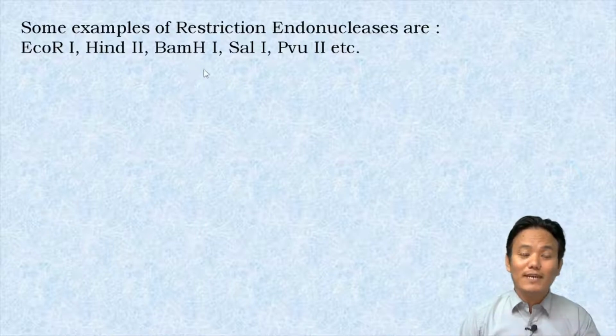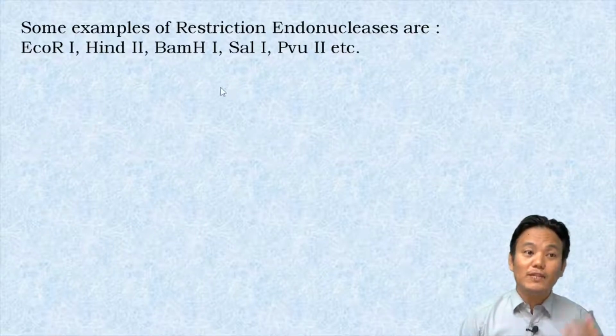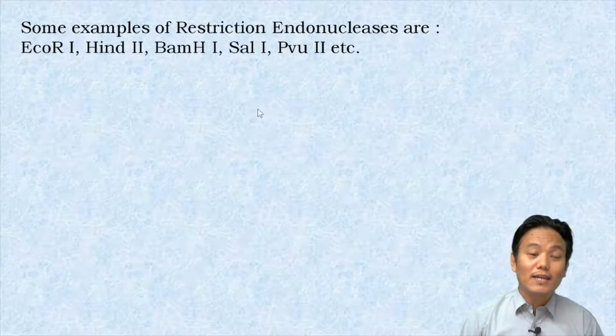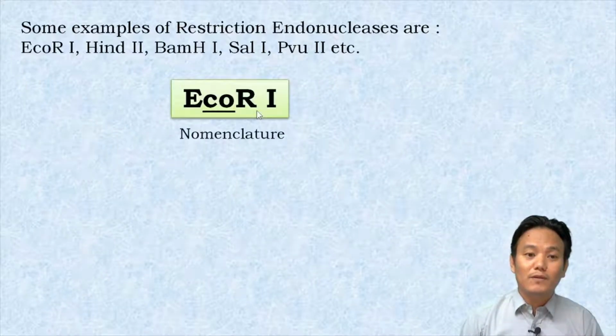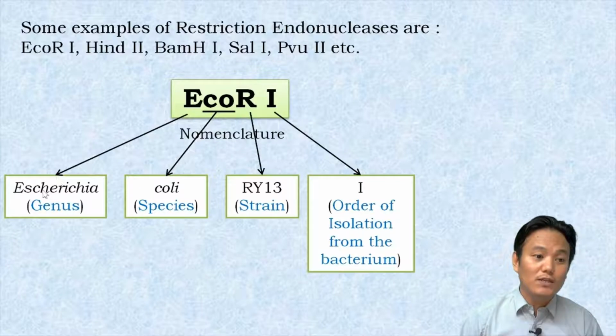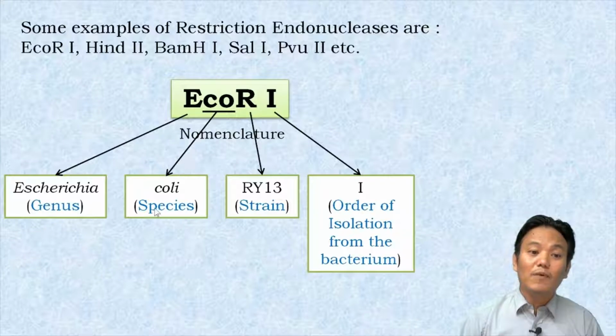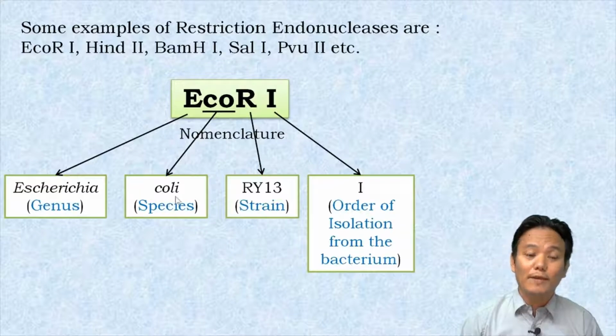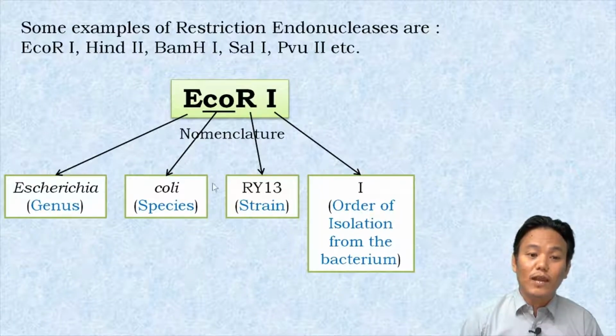Now, in order to understand the convention behind the nomenclature of these restriction endonucleases, let's take EcoRI as an example. In the name EcoRI, the letter E is derived from the name of the genus of the bacteria from which the enzyme was isolated. So E here is taken from Escherichia. The second two letters are derived from the name of the species of the bacteria, so co here is from coli. And this letter R is taken from the name of the strain of the bacteria, RY13. So E. coli RY13.